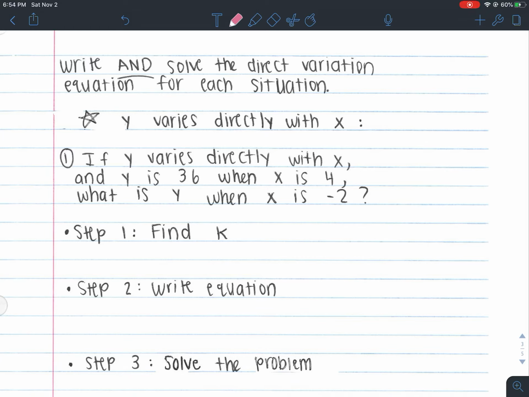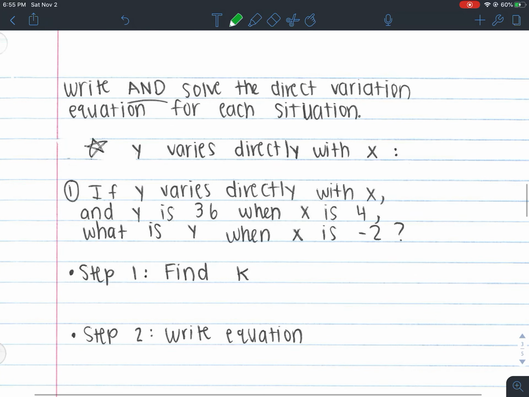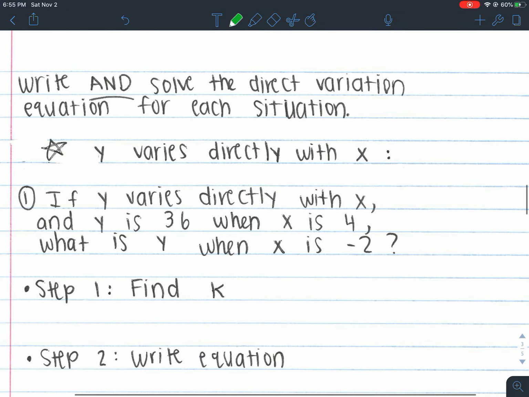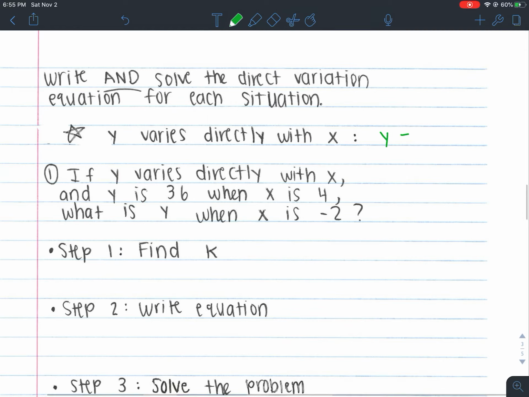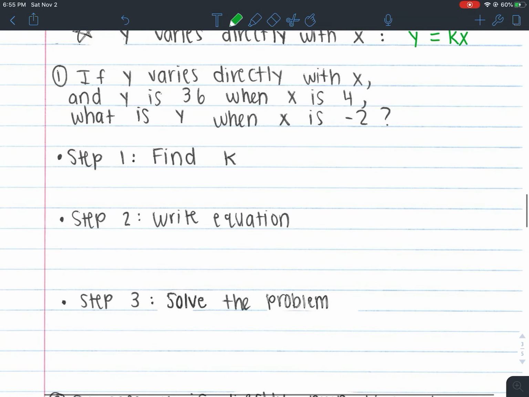All right, on the next page, we're going to write and solve the direct variation equation for each situation. Okay, now these are word problems, but don't let it scare you, right? I tried to break this down into steps, but instead of saying, is this direct variation, it's going to tell you that it is direct variation. And it's going to tell you that by saying something like y varies directly with x, or y is directly proportional to x. So if it says y varies directly with x, it's basically saying y equals kx, our direct variation equation. That's what y varies directly with x means, okay?